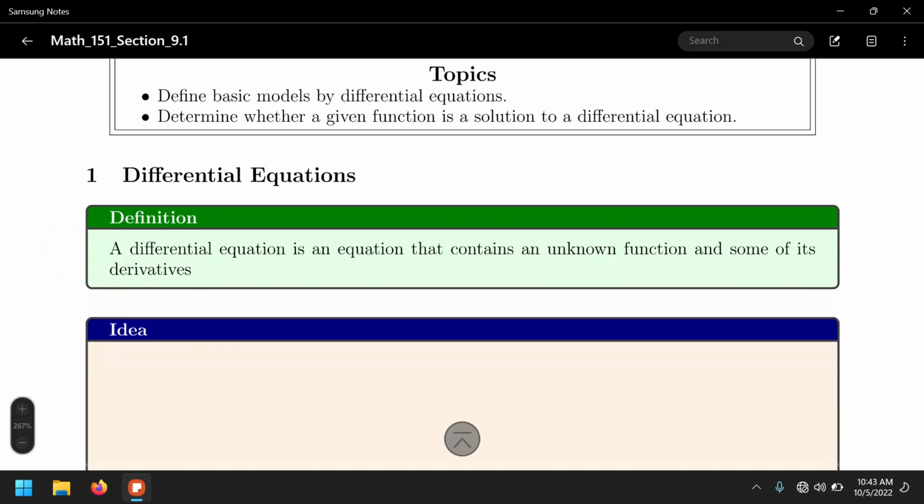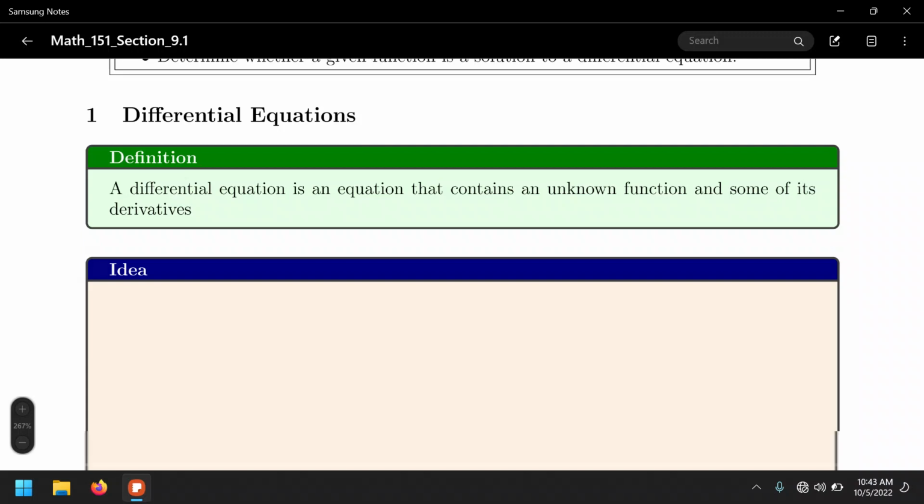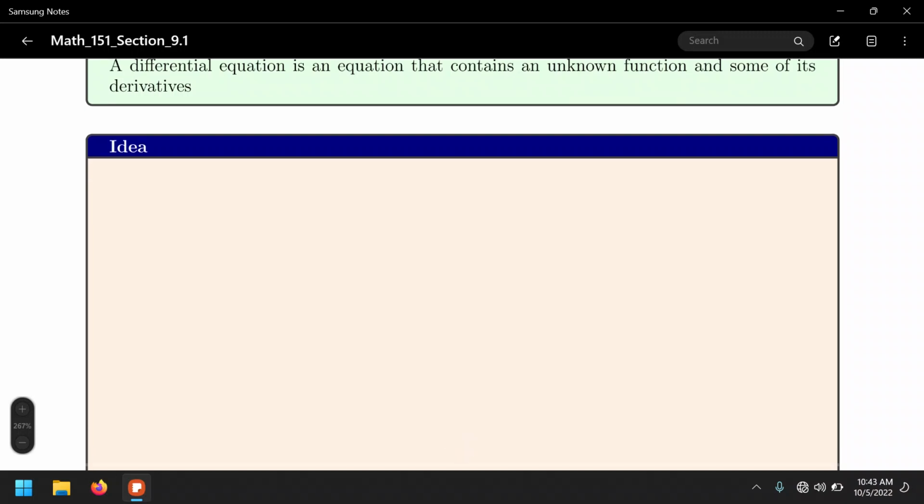So it's an equation that contains an unknown function and some of its derivatives. So this time we're going to solve an equation, but we're not going to obtain just a number the same way we got when we solve algebraic equations like rational equations, linear equations, quadratic equations. So this time the result will be a function, not just a number. Well, that function could be just a number, but in general it could be a function in general. All right, so what's the idea here?